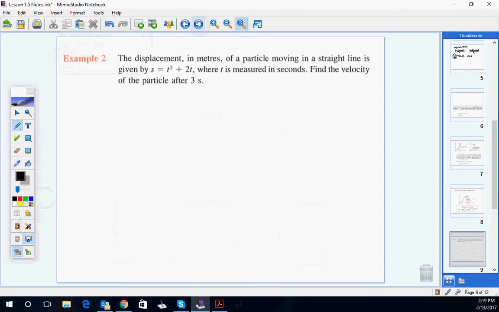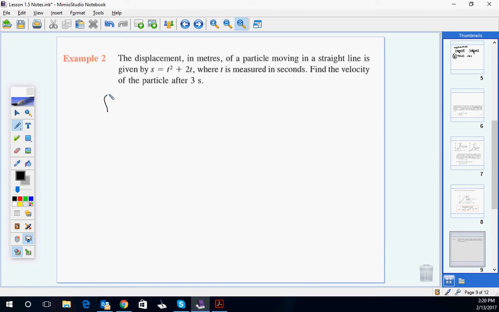All right, as we continue here, example 2. The displacement in meters of a particle moving in a straight line is given by s equals t squared plus 2t, where t is measured in seconds. Find the velocity of the particle after 3 seconds. So we are finding the velocity of the particle after 3 seconds. So it wants to know, is that instantaneous or an average? Just by the way it's asked, what would you think? Yeah, it's instantaneous. It wants to know after 3 seconds. So what's happening right at 3 seconds?